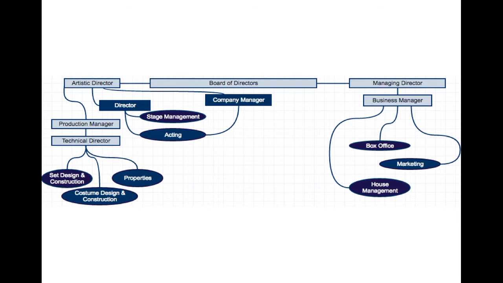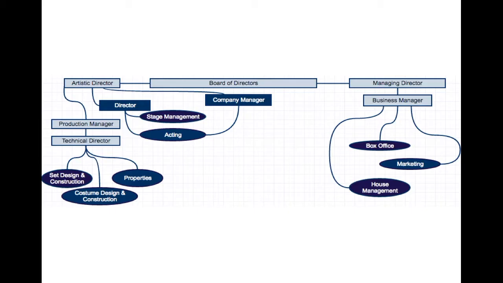So you might see a company manager there, and this is one that not all of you are probably familiar with. The company manager is the person who handles the day-to-day needs of the actors. If they're from out of town, or they need lodging or food, if they need anything on a day-to-day basis, the company manager handles that.